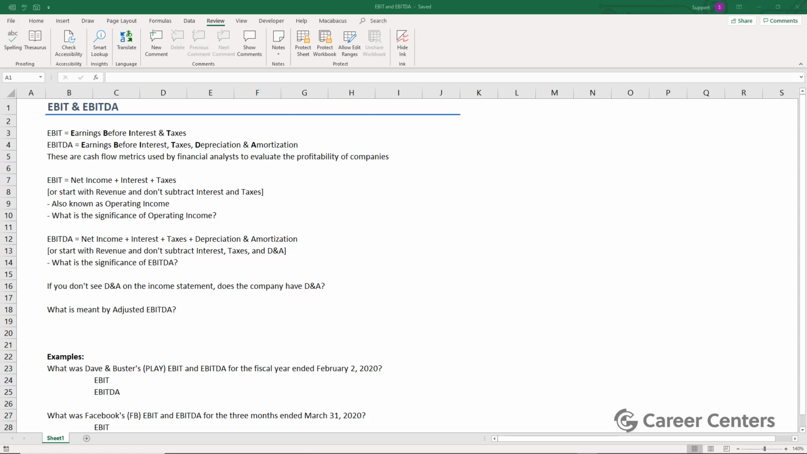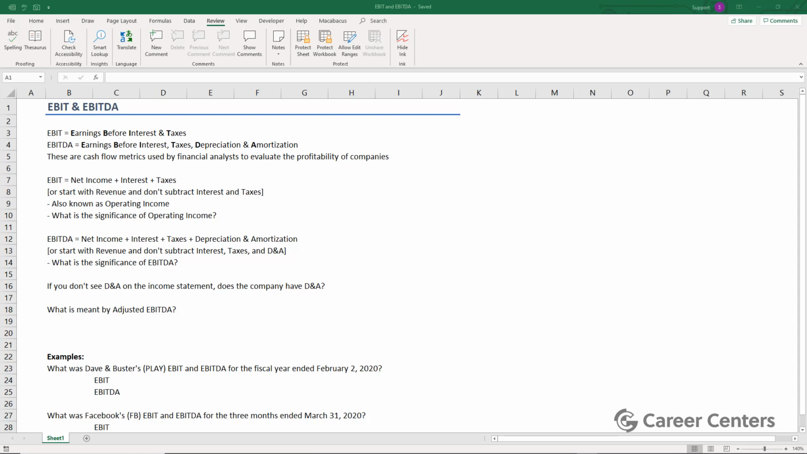How do we calculate EBIT and EBITDA? EBIT is calculated as net income plus interest plus taxes. Alternatively, you can start with revenue and subtract operating expenses. Just make sure not to subtract interest and taxes. EBIT is also known as operating income.